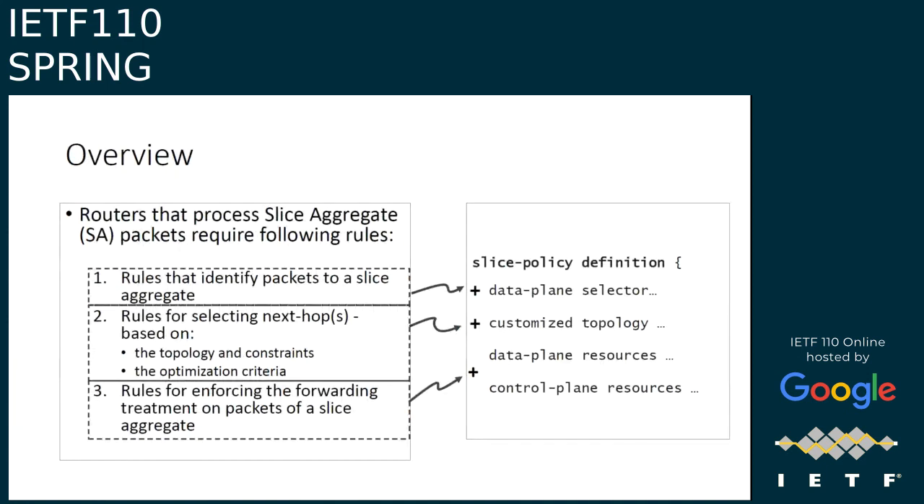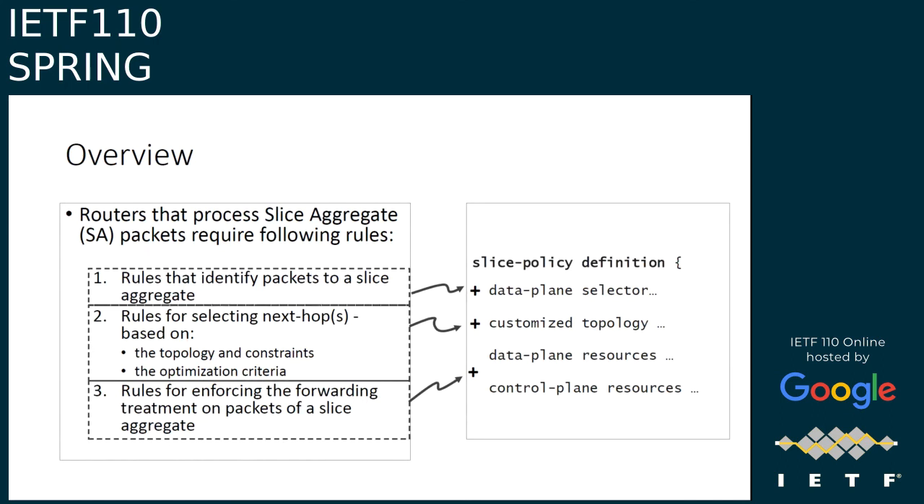So, very high-level overview: a router that is going to process a slice aggregate packet will need to do a number of things. The first is to identify that the packet belongs to a slice aggregate. Number two, we need a way to select a next hop to forward the packet on, and this is determined by the topology of the slice and the optimization criteria that we are seeking. And the third rule that we need to enforce is the forwarding treatment.